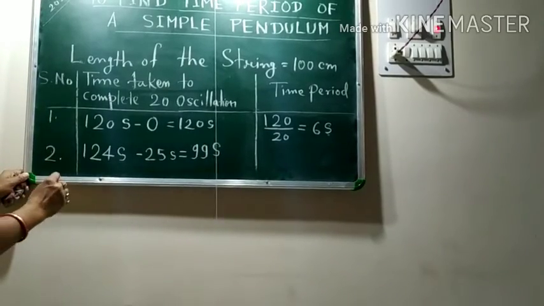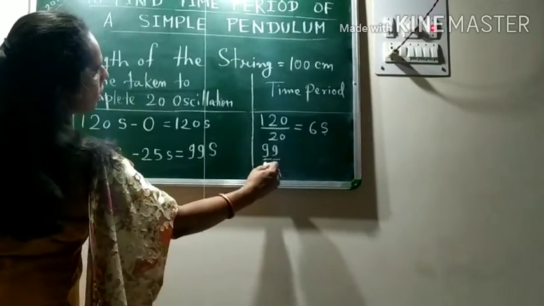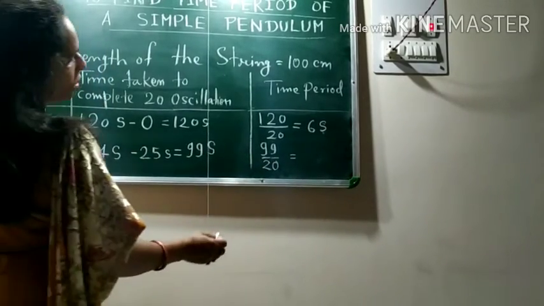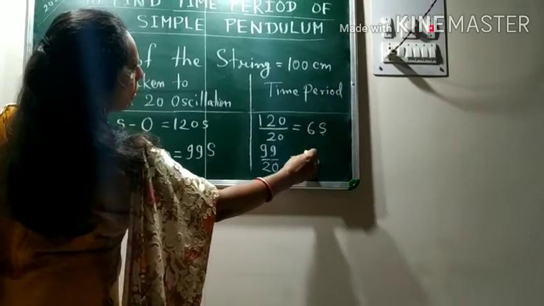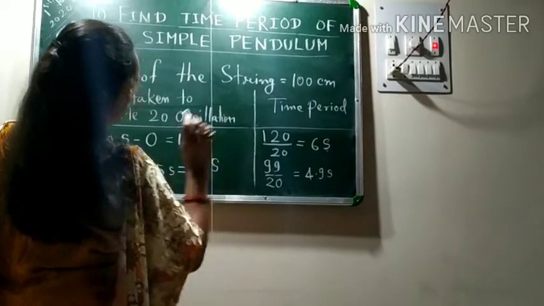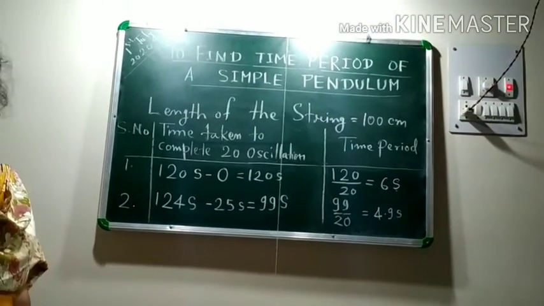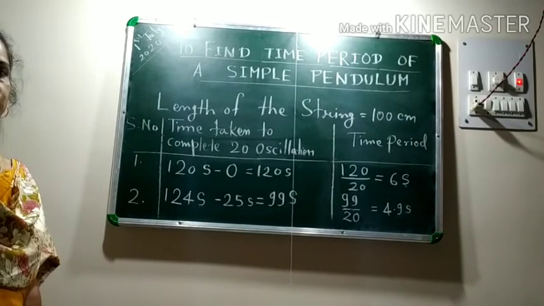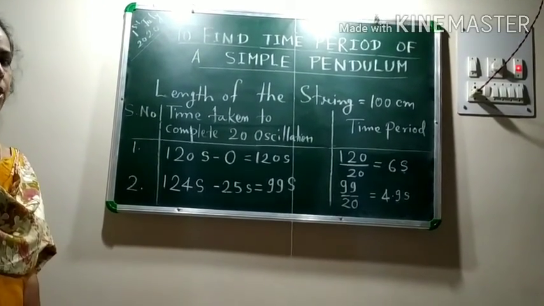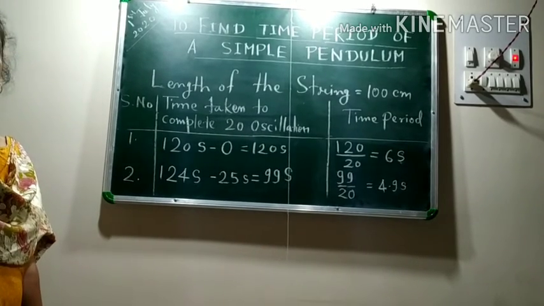And time taken to complete one oscillation will be now total 99 divided by 20. So how much will it come? 4.9 seconds. So children, you also have to take 3 readings for your simple pendulum, and there is one question for you. You have to check, is the time period coming same in all the cases or not? So you take 3 readings and keep the answer of this question ready with you.